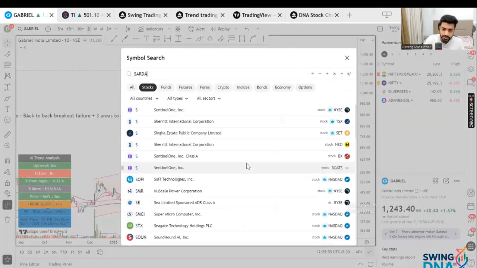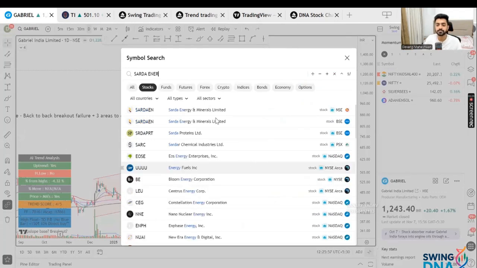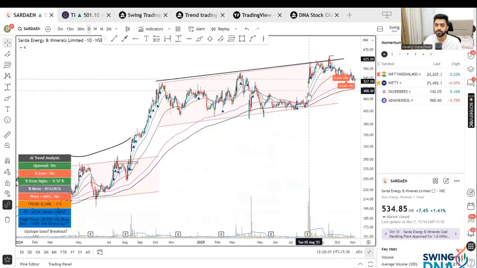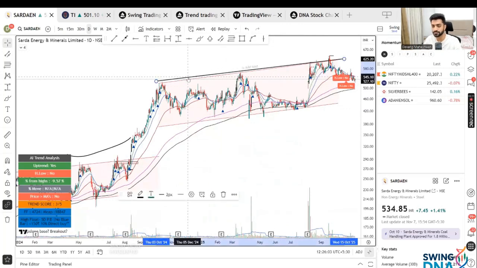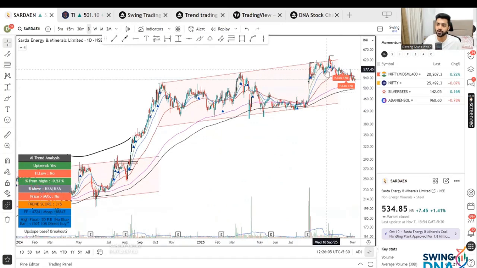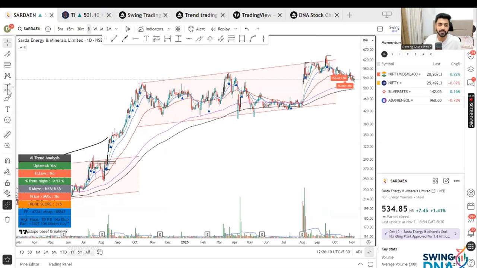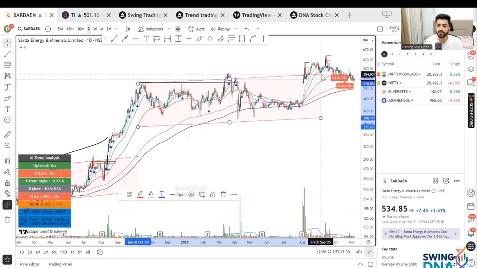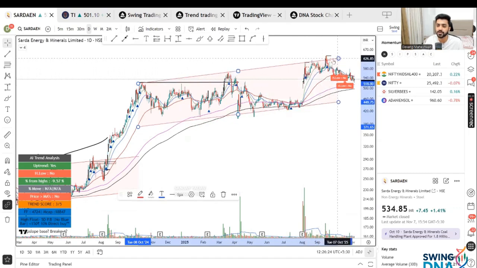Then see Sarda Energy. Look at this big sloppy base, almost October 24 to September 25, one year. Okay, it gives a big breakout, fails. So it gave you a big breakout here, failed instantly. This much is sufficient to tell you that it can be a sloppy base. Here again.